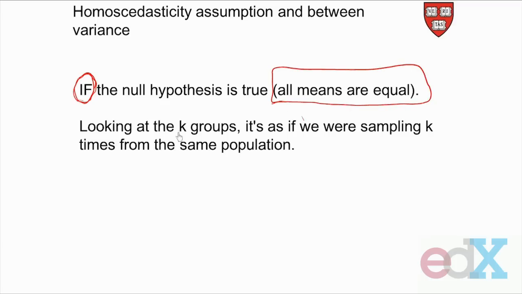Now, let's look at these k groups. It's as if we were sampling k times from the same population. Remember, it's a normal population. They all have the same standard deviation. They all have the same means. So these k samples can be considered as sampling k times from the same population.